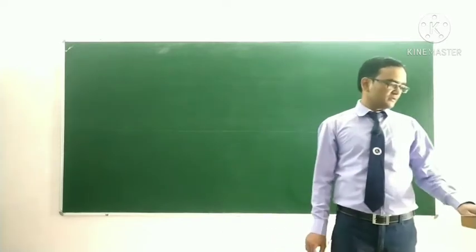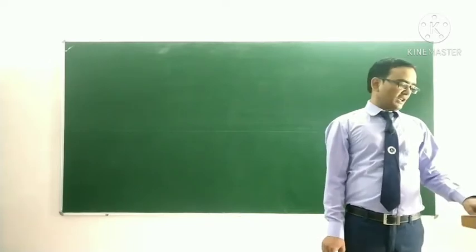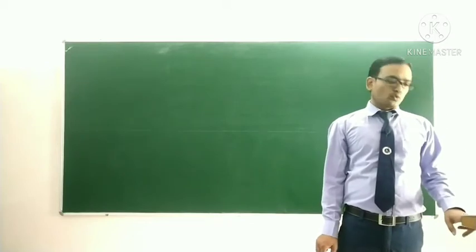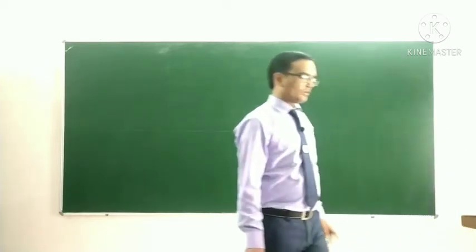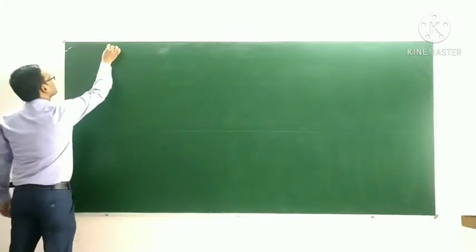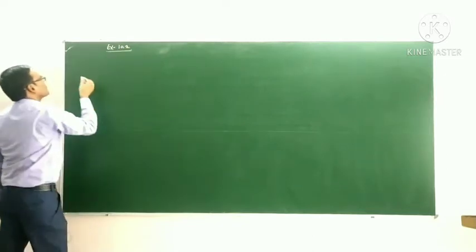Question number 7. Find the equation of the line passing through the points (-1, 1) and (2, -4). Exercise 10.2 question number 7.